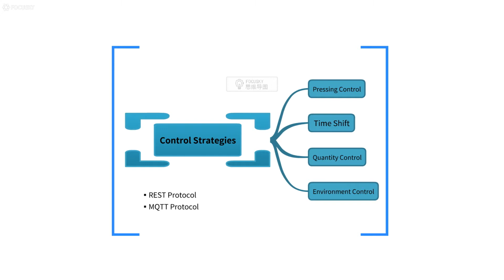The next one is the core part of our IoT platform. All these four control strategies can interact with catalog server through RESTful services. The first is the pricing control.